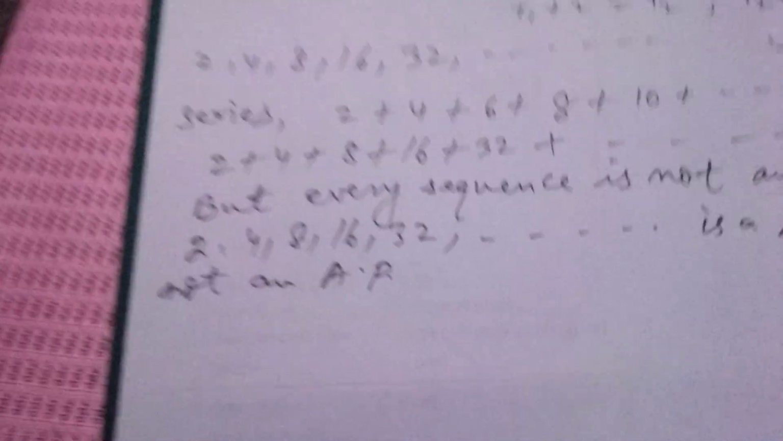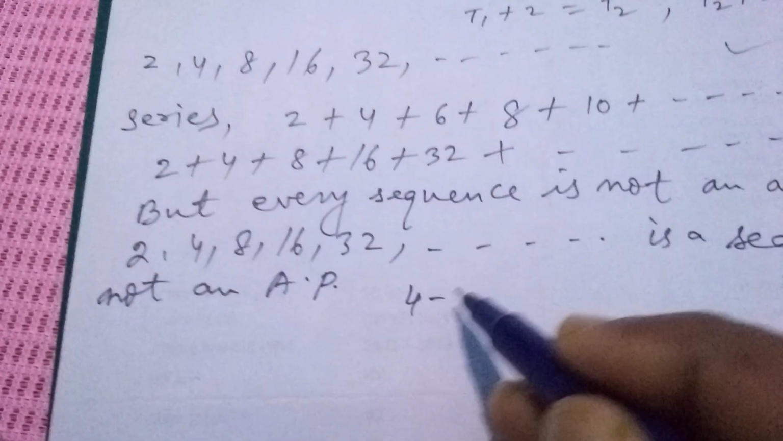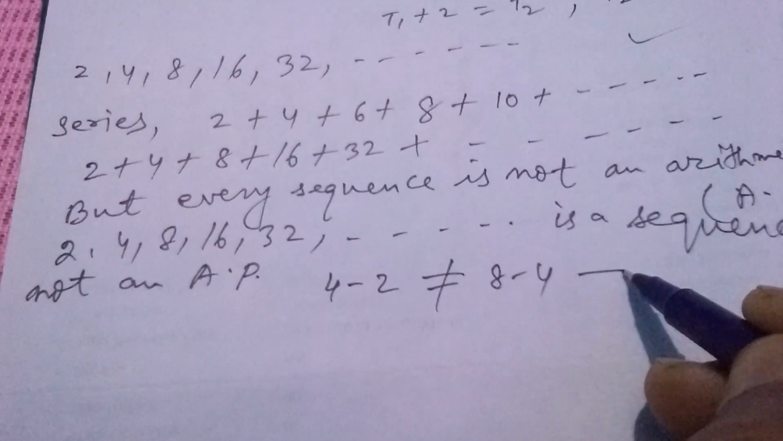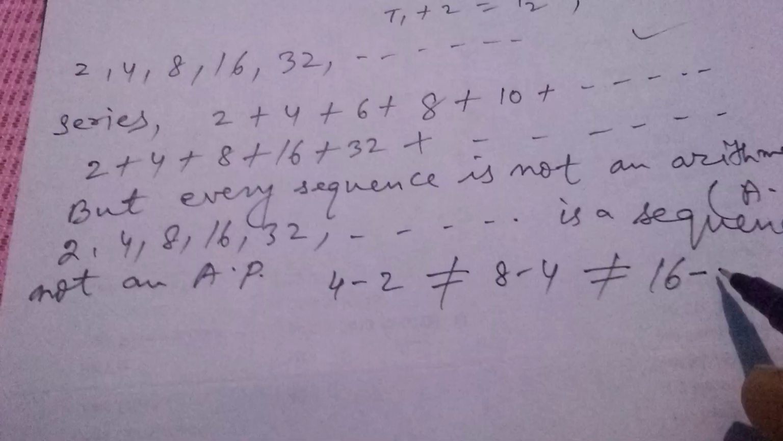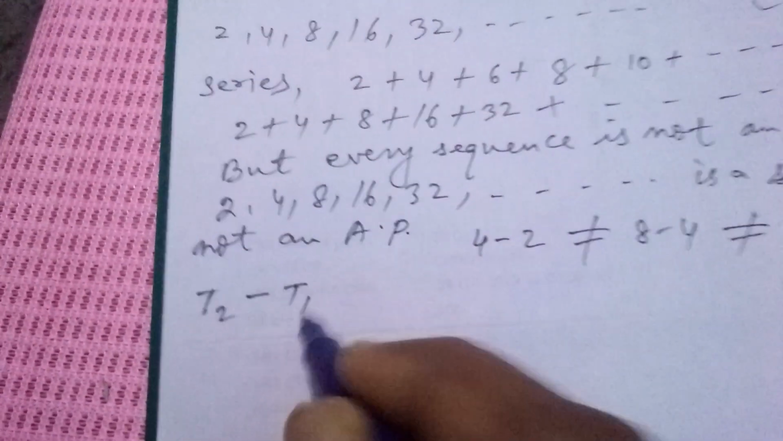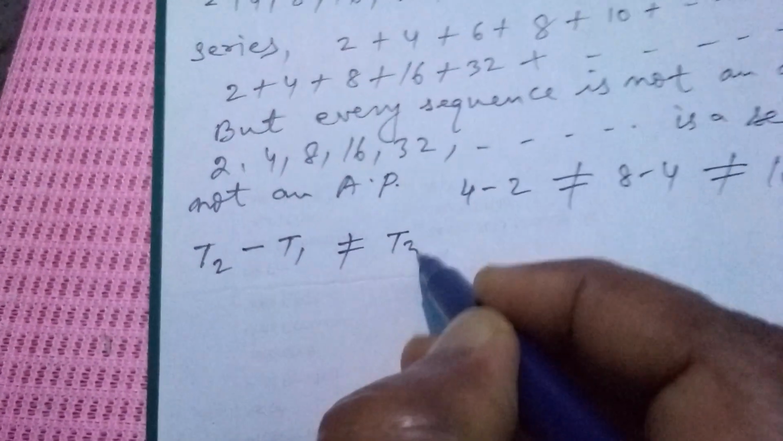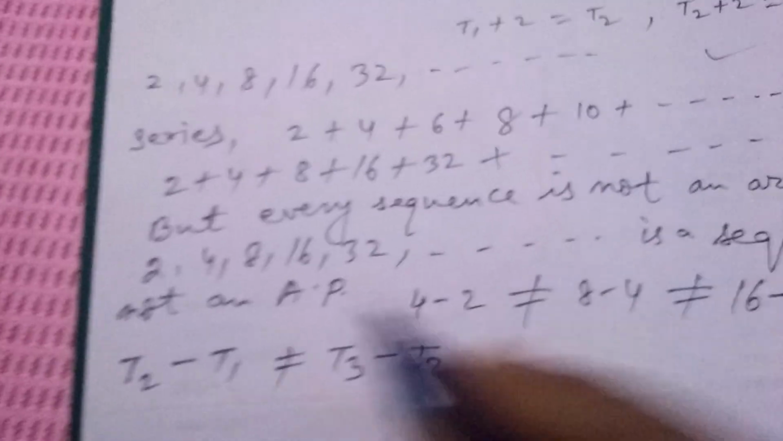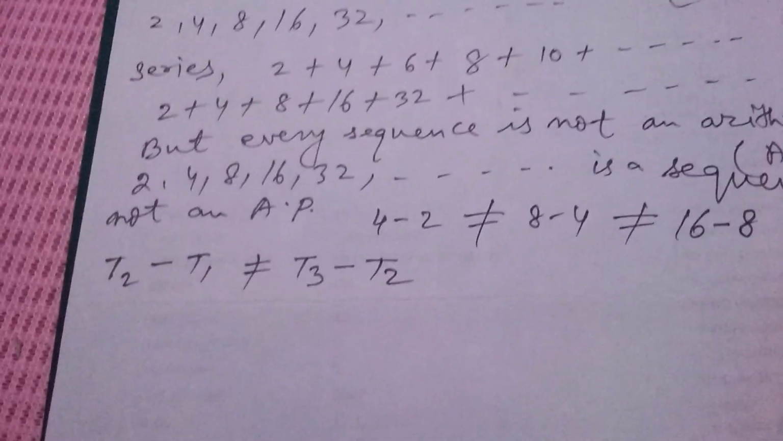Why? What is the reason? The reason is that 4 minus 2 is not equal to 8 minus 4, which is not equal to 16 minus 8. That means T2 minus T1 is not equal to T3 minus T2. Yes, that's why it is not an AP.